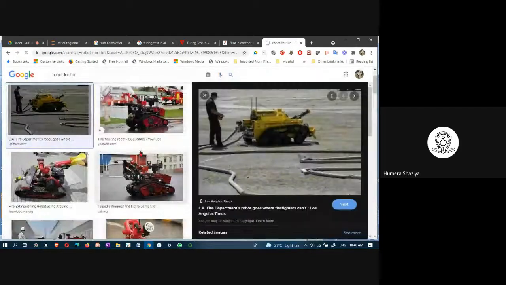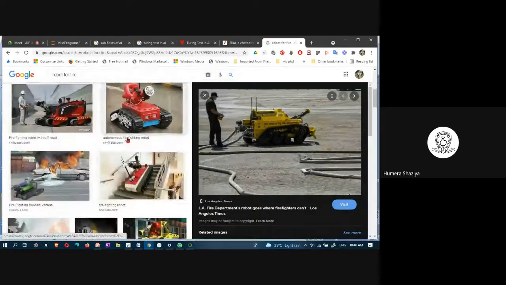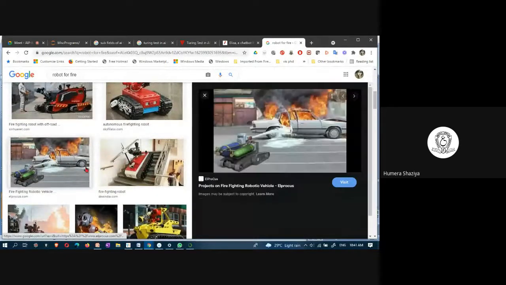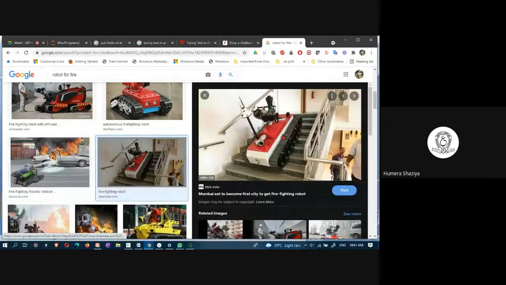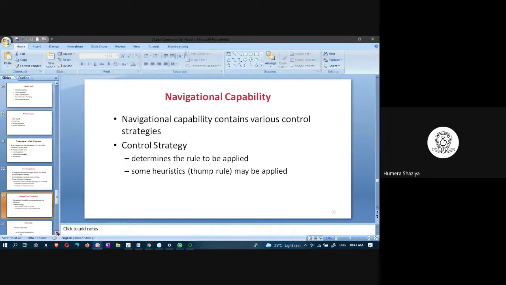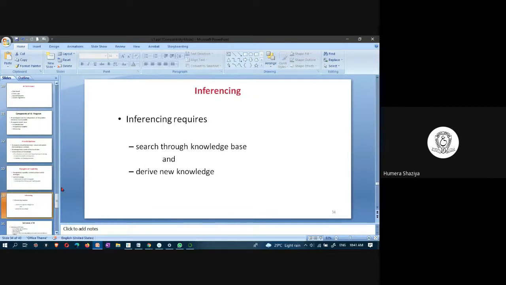These are different robots. This robot is going upstairs. Mumbai set to become first city to get firefighting robot. In India also it is available. Look at this. So for that purpose, control theory is useful for navigational purpose. Inferencing is to search the knowledge base and derive new knowledge.